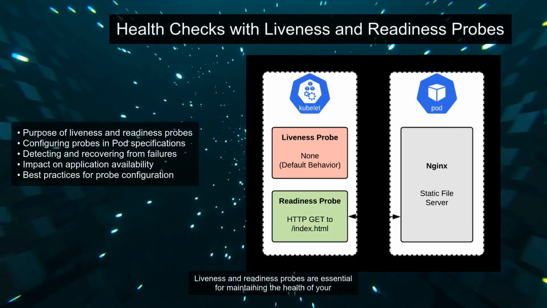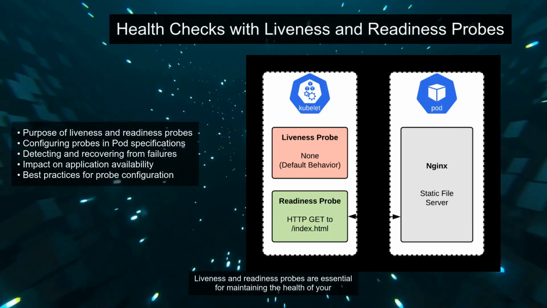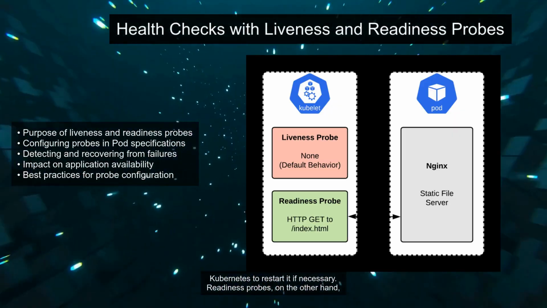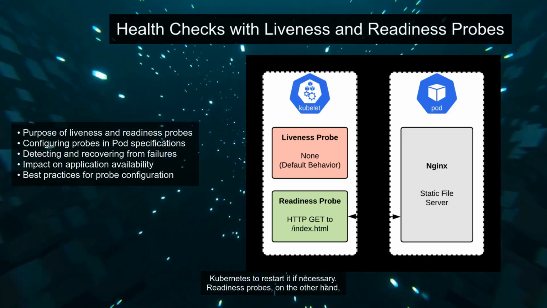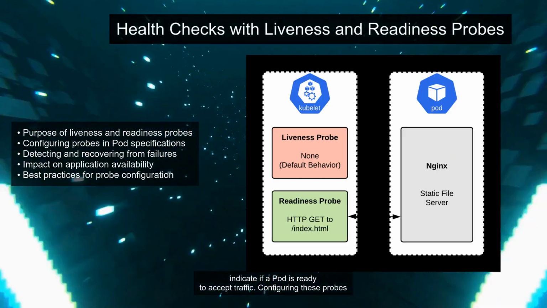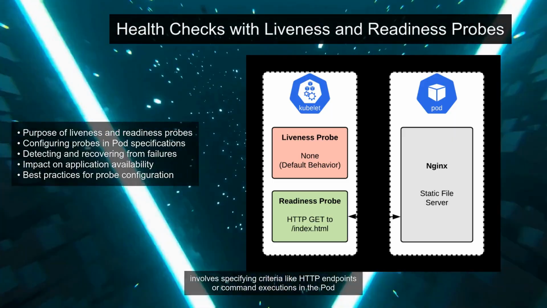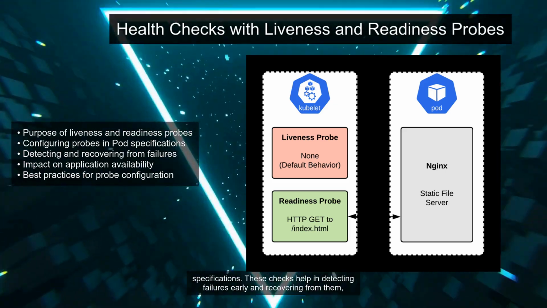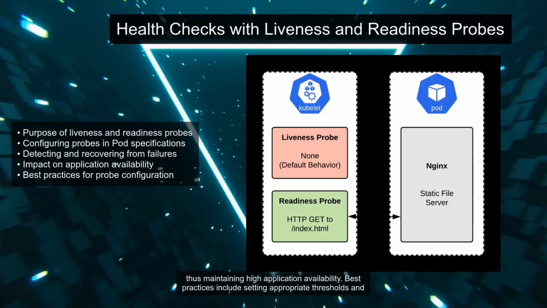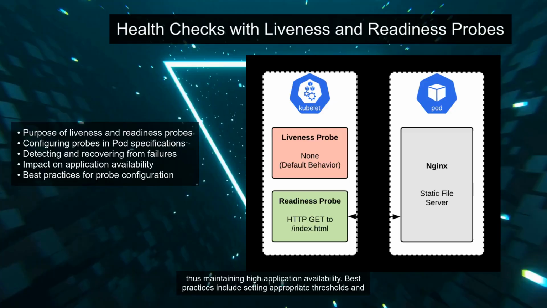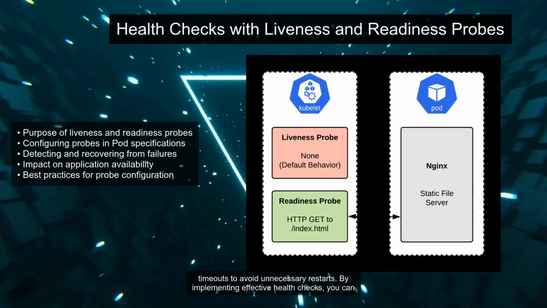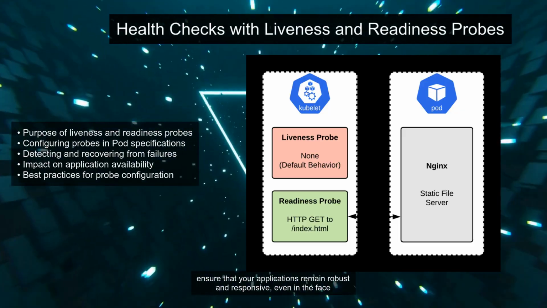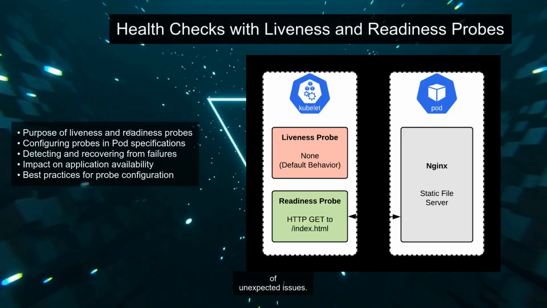Liveness and readiness probes are essential for maintaining the health of your applications in Kubernetes. Liveness probes determine if a pod is running, allowing Kubernetes to restart it if necessary. Readiness probes, on the other hand, indicate if a pod is ready to accept traffic. Configuring these probes involves specifying criteria like HTTP endpoints or command executions in the pod specifications. These checks help in detecting failures early and recovering from them, thus maintaining high application availability. Best practices include setting appropriate thresholds and timeouts to avoid unnecessary restarts. By implementing effective health checks, you can ensure that your applications remain robust and responsive, even in the face of unexpected issues.